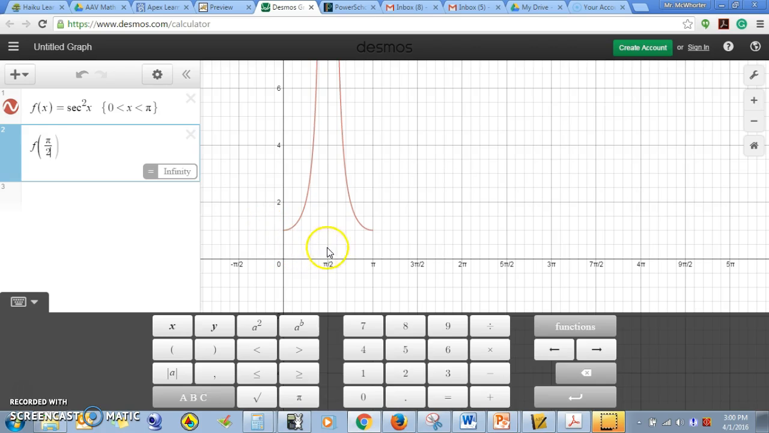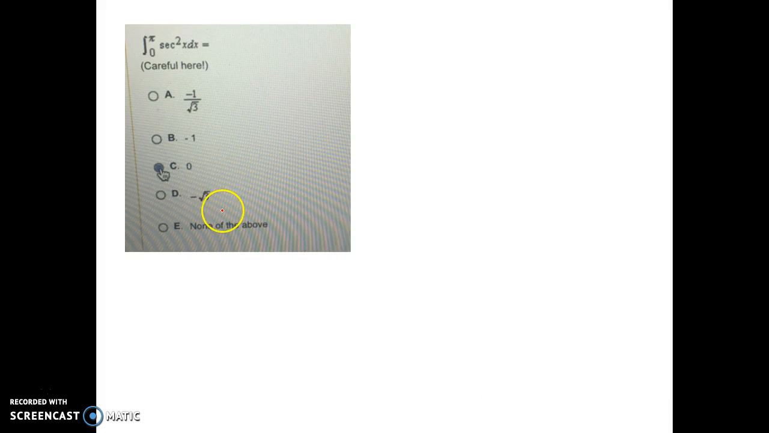So there's a spot where secant squared is undefined, which means you can't use the fundamental theorem of calculus. So all of these answers are wrong because we can't do it. So it's none of the above. So that's one of those fun little trick questions that are kind of annoying, but that are cases that you need to watch out for. Make sure your function is continuous over the domain.